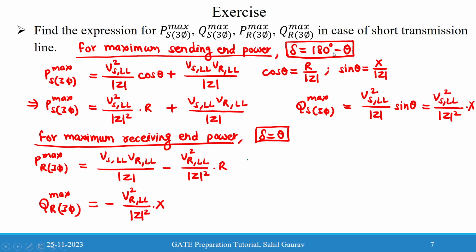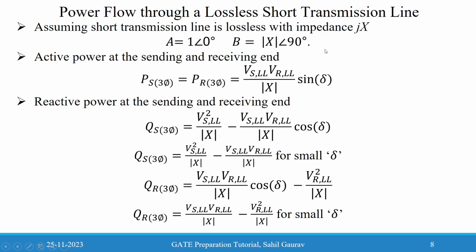Now we have seen the power flow in the general case for a transmission line, and then we have seen the short transmission line. Now we are moving to the lossless short transmission line, and this is very important because this expression you can easily remember, and the examiner also asks directly from this expression. So now we have assumed this short transmission line is lossless with impedance jX. We define this short transmission line as R plus jX series impedance, and now we consider the lossless short transmission line, so this R value will be 0.